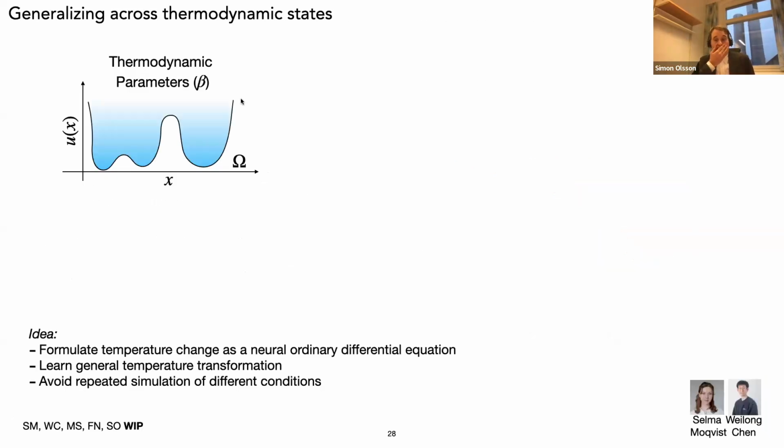Great. So another thing that we have been looking at a little bit, and we have just submitted a preprint about today, is how we can generalize across thermodynamic states. So here the idea is that so far we've been thinking about simple Boltzmann distributions where we fix the thermodynamic parameters, where we are not interested in changing temperature or pressure or something like this.